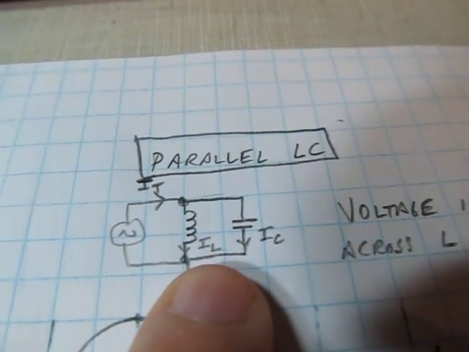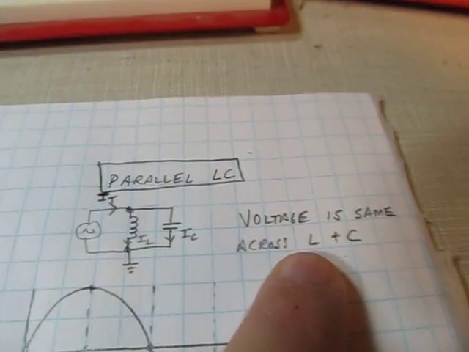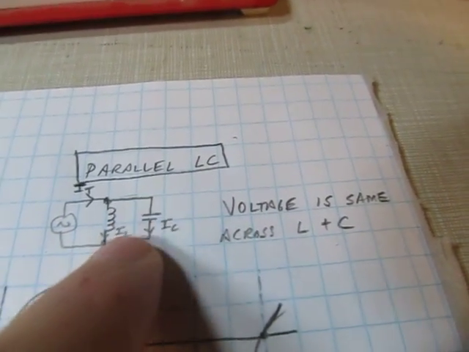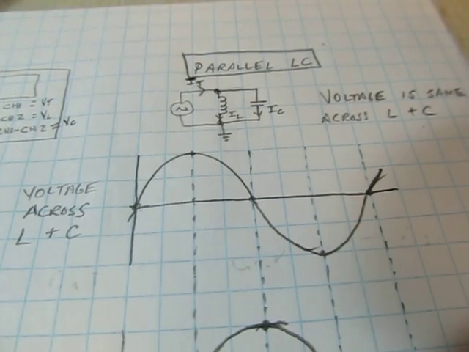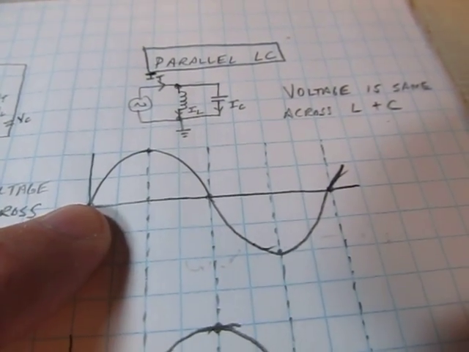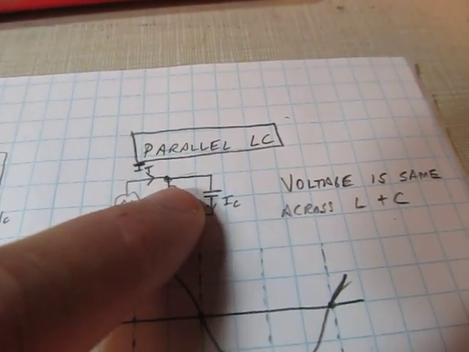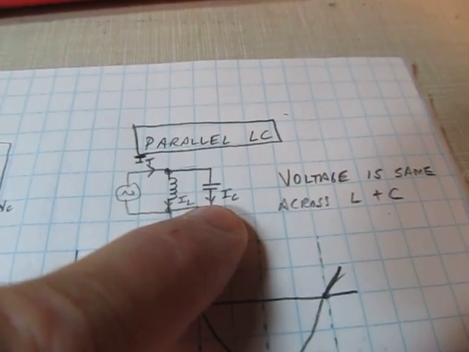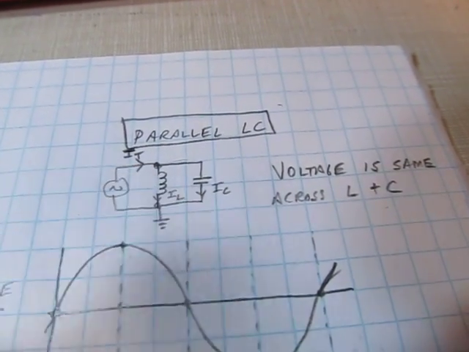Now in the parallel resonant circuit, or LC circuit, the voltage across them is the same because they're both connected to the same point. There's 0 ohms between them, so the voltage across them is going to be the same. So let's say that's the voltage across L and C. But now we can again draw out what the currents are doing, because the total current in this circuit is going to be the sum of the current going through the inductor and the current going through the capacitor. We add those two up, and that gives us the total current.